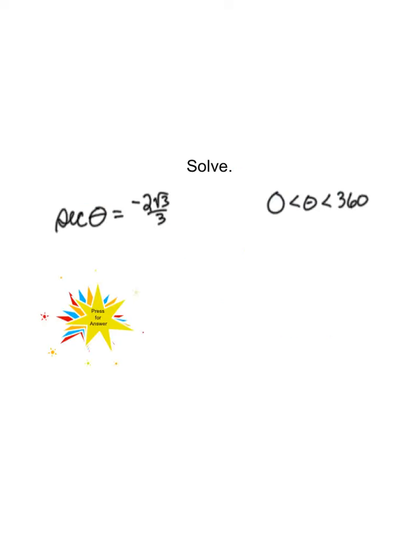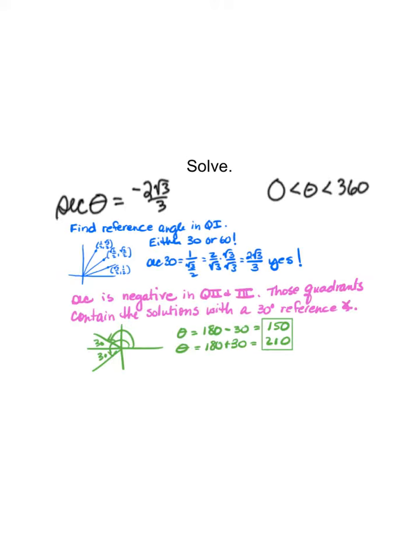I'd like you to try to solve this one on your own. Press pause on the video. When you're ready for the answer, press play again. Okay, here's the solution. You can see I found the reference angle was in quadrant 1. I noted that it was either 30 or 60 because I saw the square root of 3. My reference angle was 30, and based upon the sign of my trig function, I determined that my solutions were in quadrants 2 or 4 or 3, and then I found my answers from there.